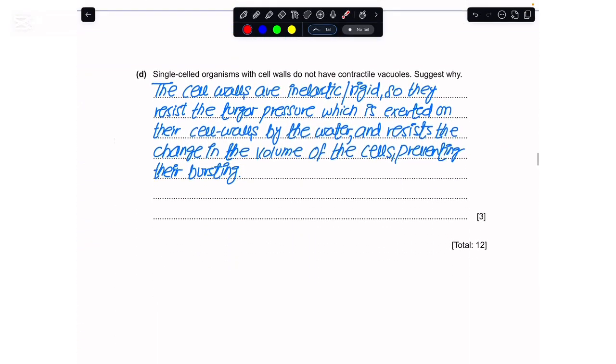Moving onward, for the last part, they say that single-celled organisms with cell walls do not have a contractile vacuole in them, and we are required to give a suggestion.